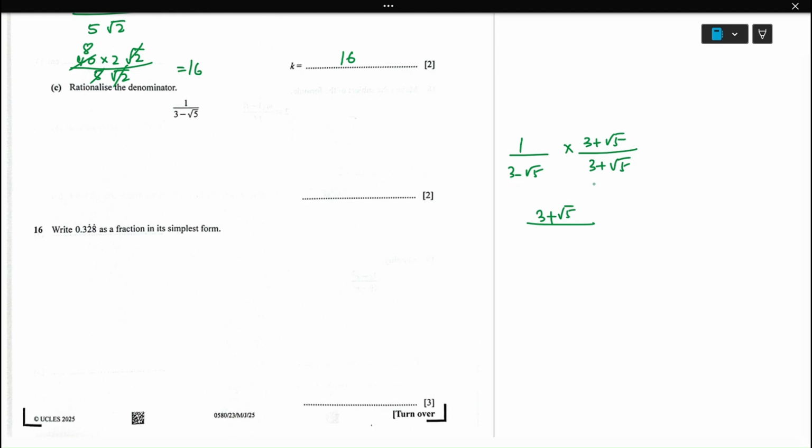So when you multiply, 3 times 3 is 9, 3 times root 5 is plus 3 root 5, and root 5 times 3 is minus 3 root 5. Sorry, this is negative, and root 5 into root 5 is going to be negative 5. So this and this becomes 0. So 9 minus 5 is 4. So 3 plus root 5 over 4 is the answer here.